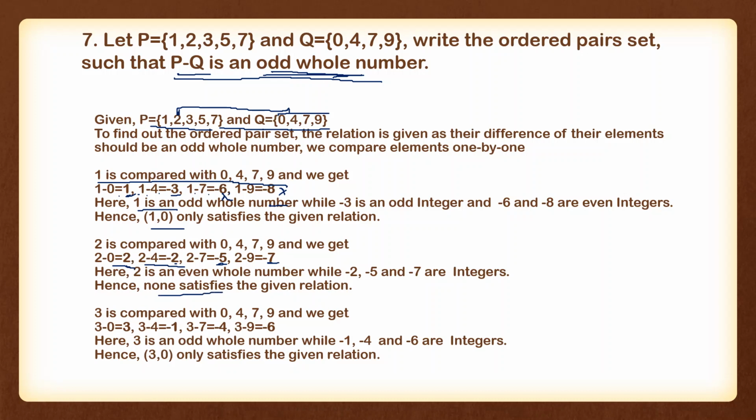Next is to compare 3. 3 is compared with all of them. 3 minus 0, let's check. 3 minus 0 is 3. Yes, it is an odd number. 3 minus 4 is minus 1, an integer, no. 3 minus 7 is minus 4. It is again no. 3 minus 9 is minus 6. Again it is not. So only 3 is an odd whole number, this one only satisfies. So we have the ordered pair 3, 0 as the one which satisfies the relation.